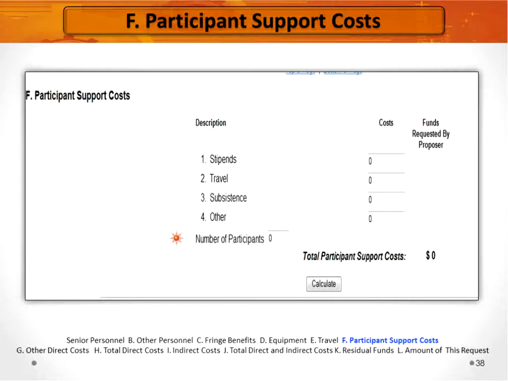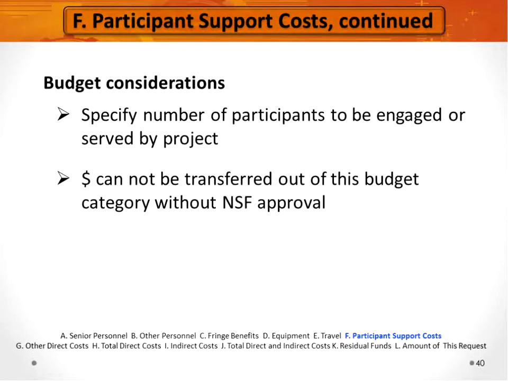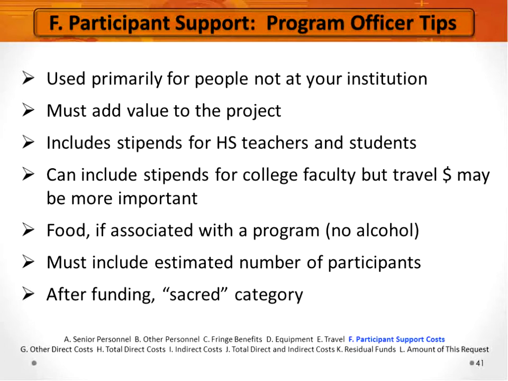Even if you are hosting a workshop that you've never hosted before and you don't know the number of attendees, you need to put in the projected number of attendees that you are hoping to serve by the project. And then lastly, this money cannot be transferred out of this budget category without NSF approval. So you really do need to be thoughtful about the money you put into participant support, because again, you cannot move it out without talking to NSF and getting their approval to do so.